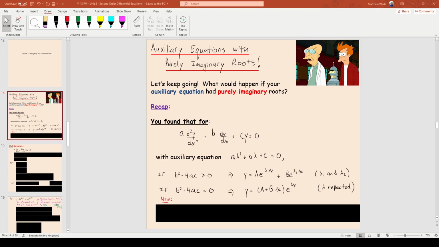Right, buddies, here we go on our next lesson on second order linear homogeneous constant coefficient differential equations. How exciting! Now, the title for this one is just auxiliary equations with purely imaginary roots. Just to let you know what's going to happen, we're going to finish the purely imaginary roots, but then we're also going to do complex roots today as well.